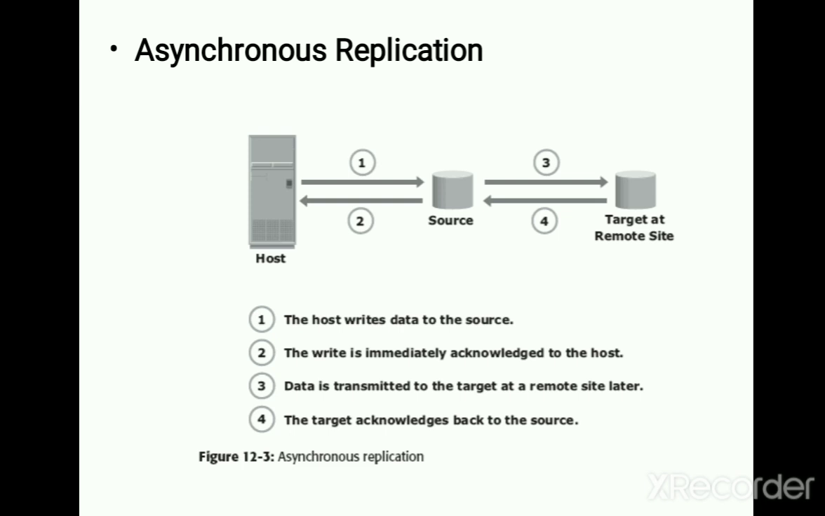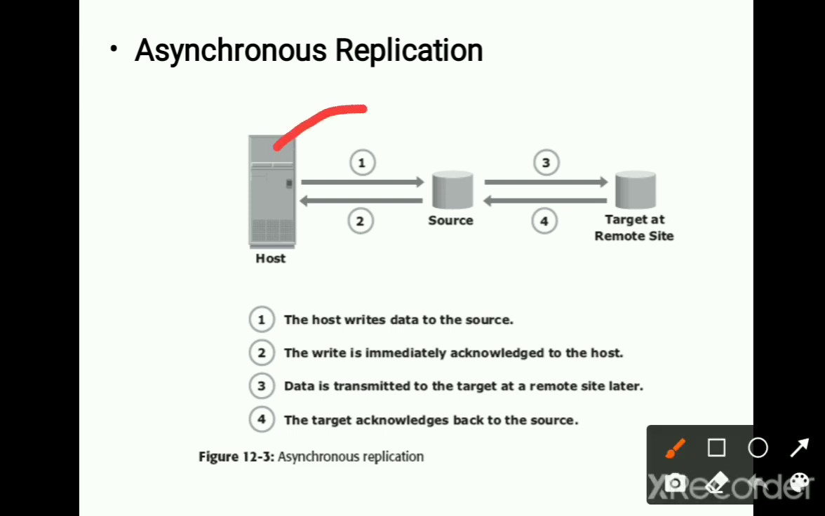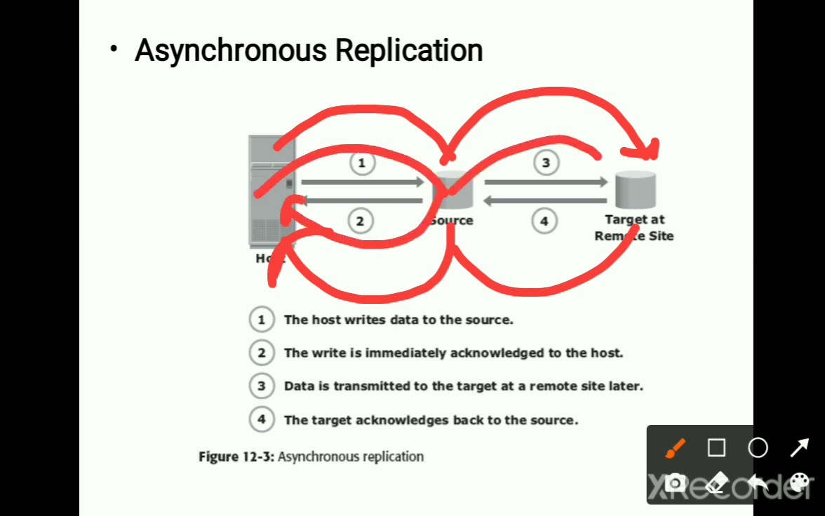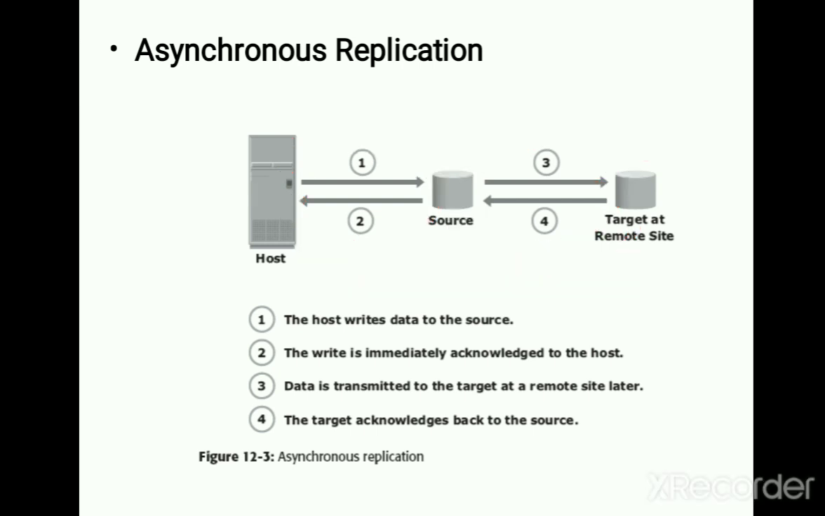If you compare the previous diagram for synchronous, the data was copied from the source to the target, from the target back to the source, and then back to the host. But in asynchronous, the cycle is different. First it moves to the source and then back to the host, later from the source to the target, and from the target back to the source. This is the minute difference between synchronous and asynchronous replication.